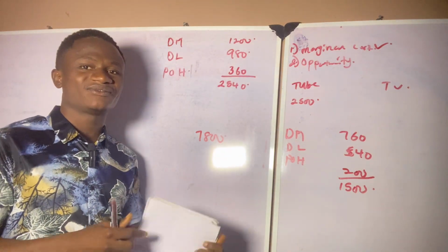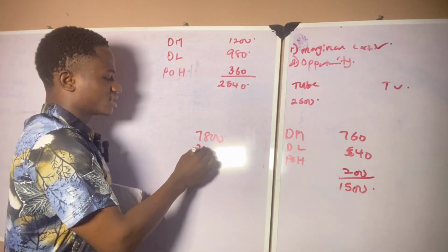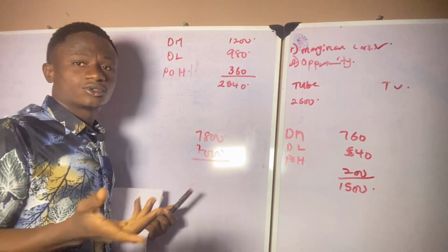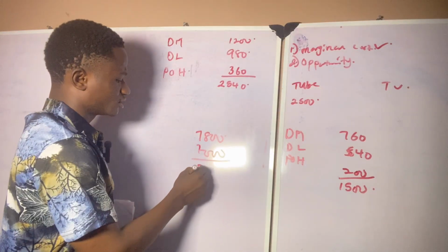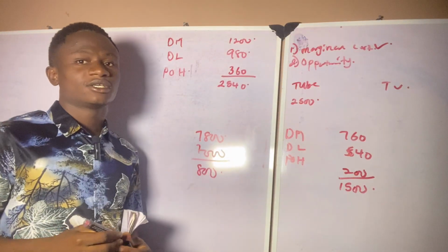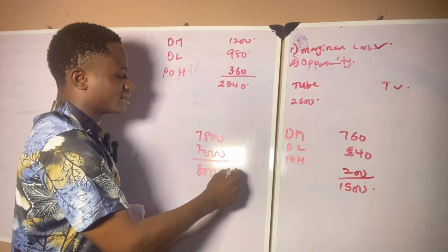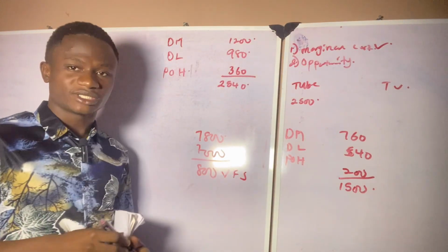So it now has a fixed administration expenses of 7 million. So if this is the total and this is the fixed side, so tell me what is the variable? The variable is 800,000, right? So 800,000 is the variable fixed and selling administration expenses.